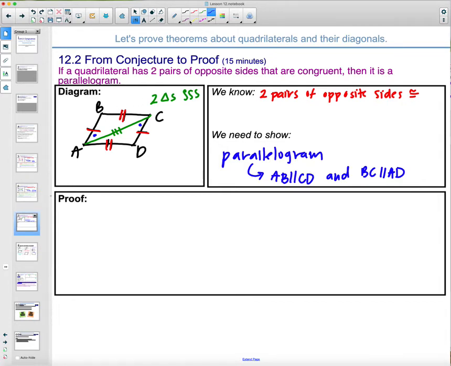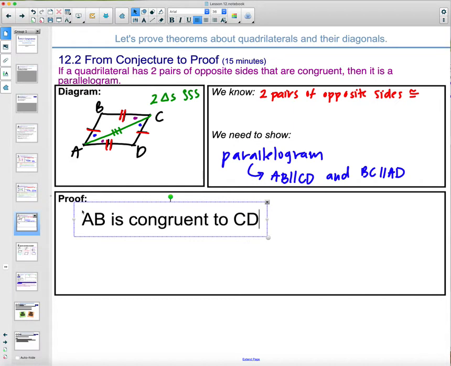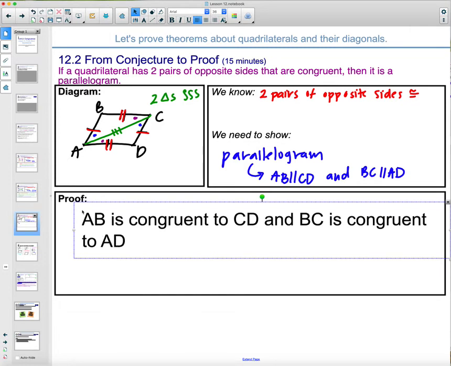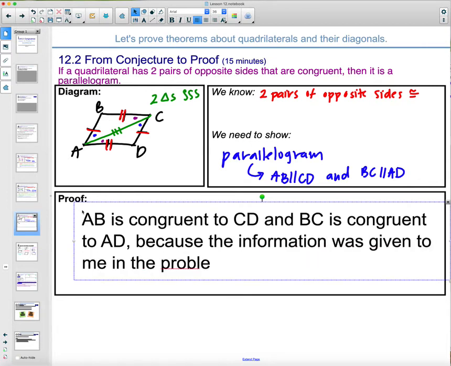That would get us parallel lines. And then this angle would be equal to this angle. That's another set of alternate interior angles, which would give us the other lines. So let's get that into a proof. AB is congruent to CD, and BC is congruent to AD because it was given to me. That was given to us in the problem.